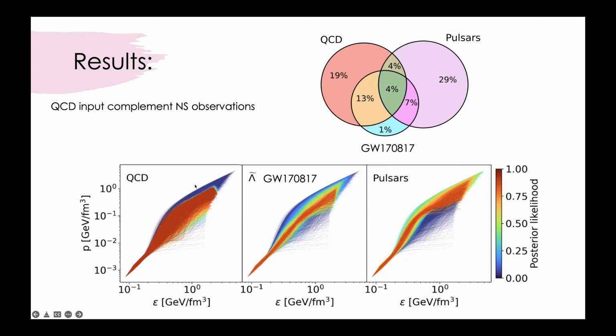So what QCD tells you is that the equation of state has to be moderately soft at high densities, whereas the pulsars tell you that it has to be quite stiff at low densities.